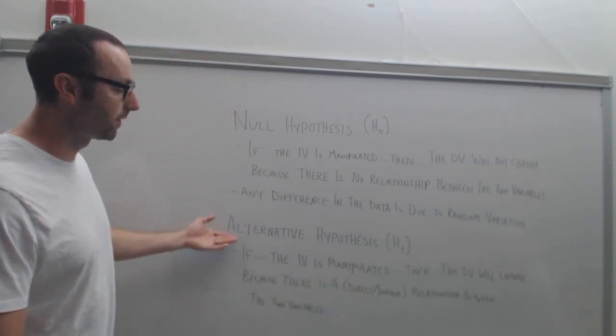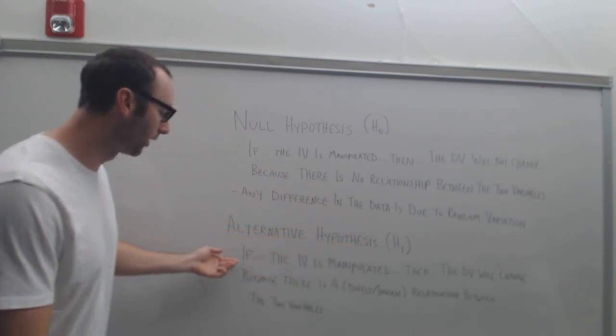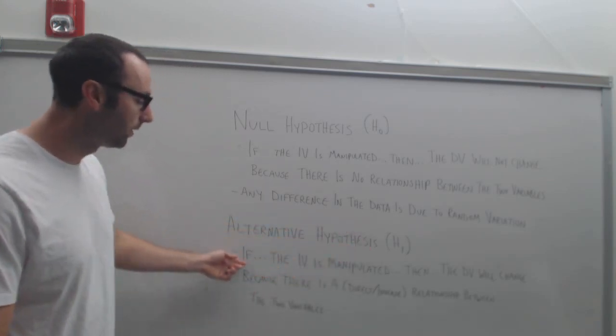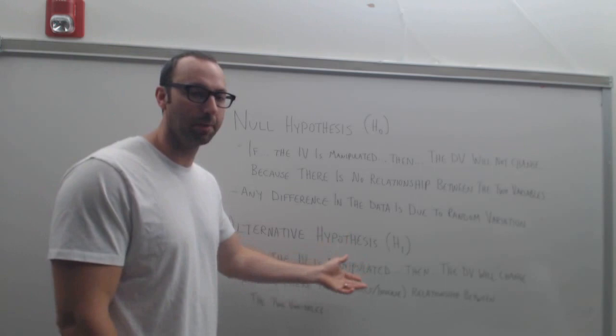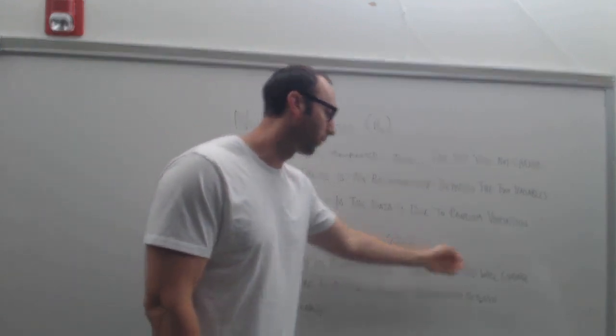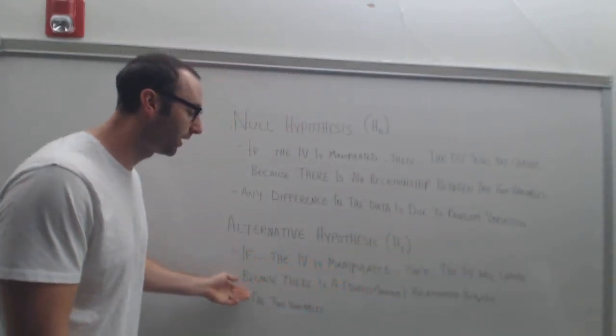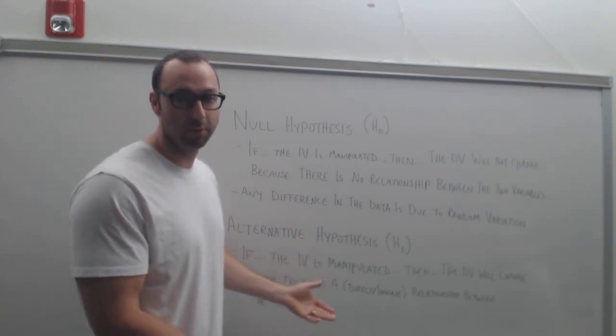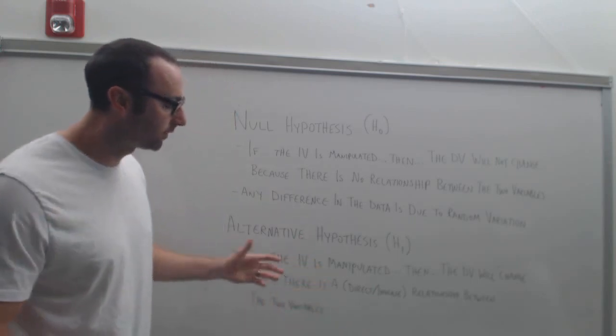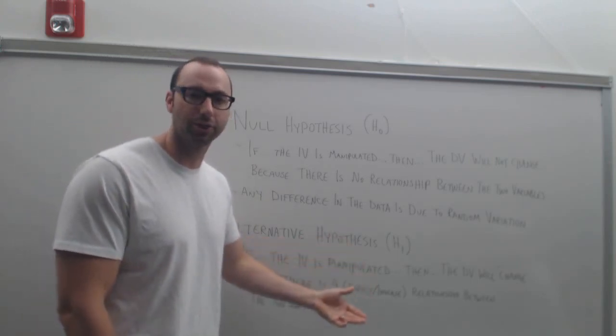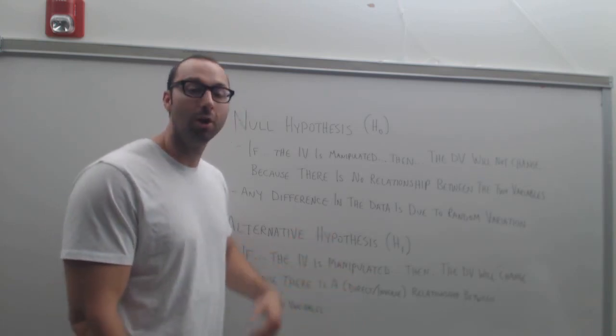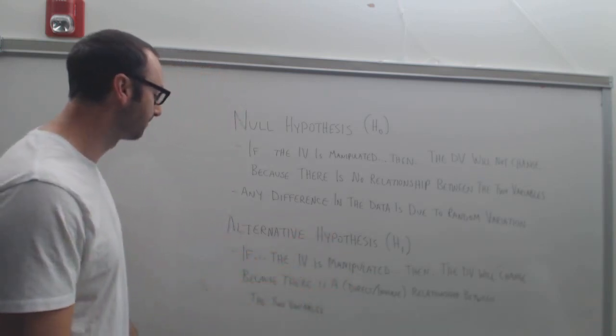Now, if we want to talk about the alternative hypothesis, we're going to structure it in this way. If the amount of Red Bull is manipulated, then the performance of the individuals will change because there is a relationship between the two variables. And you'll need to say whether you think it is a direct relationship or an inverse relationship, or what type of relationship that may be.